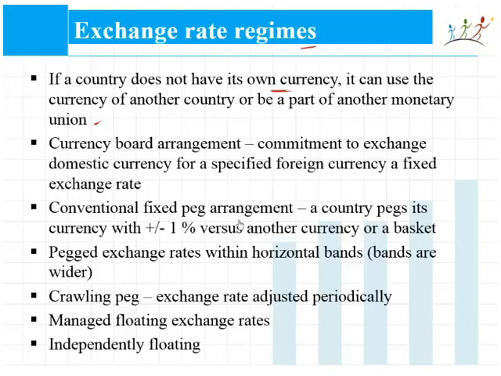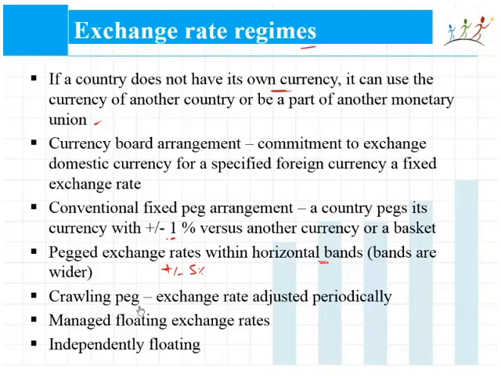In a conventional fixed peg arrangement, you peg your currency to another currency or another basket of currencies with a deviation allowed to the tune of plus minus 1% by the forces of demand and supply. So again, similar to a board arrangement, but some deviation is allowed. In pegged exchange rates with horizontal bands, again, it's similar to a conventional fixed peg arrangement. However, rather than having a strict limit of 1%, we can have a plus or minus 5% from the agreed upon value or the pegged value to that other currency.